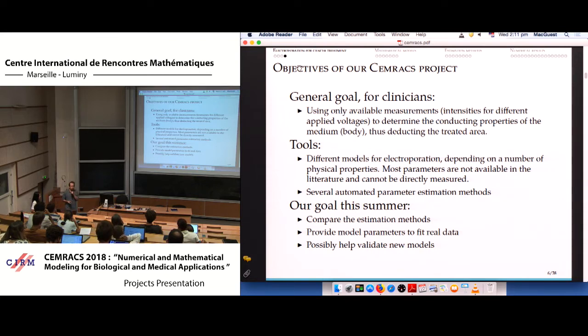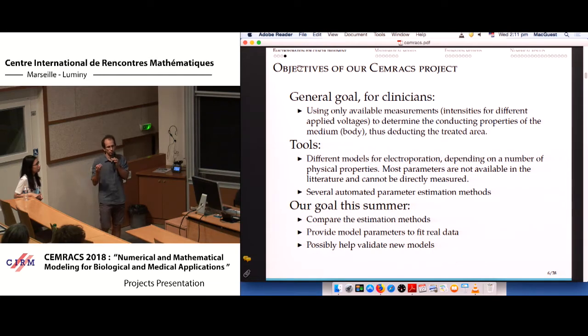So this is for us very, very good news, because it means that we can somehow detect electroporation by looking at the conductivity of the tissue. So the goal of our project is to use only the intensity we measure going through the electrodes, because this is very easy to do and it's instantaneous, and also the voltage which we apply, this is what we control. Can we predict the treated area?